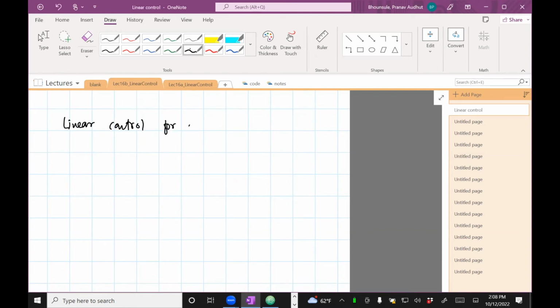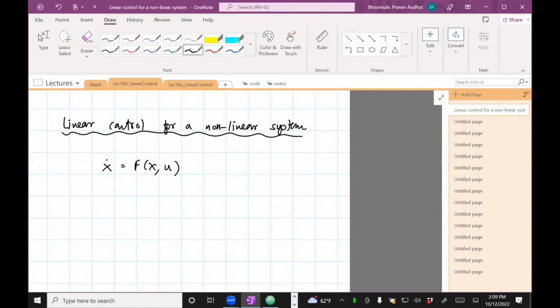Control for a non-linear system. Okay, so a more generic system can be written as x dot equals f(x, u). f can have any form. It could be quadratic, you have sines, cosines, doesn't really matter.